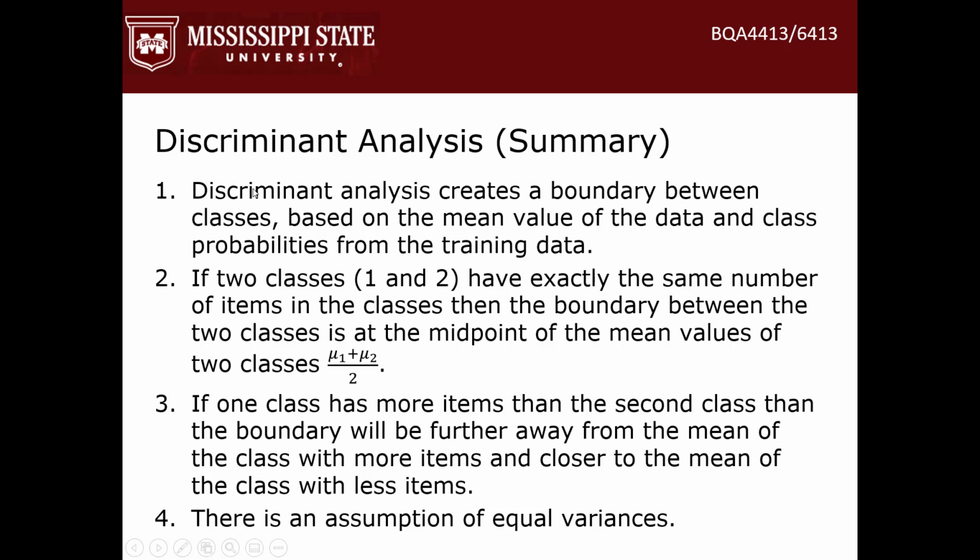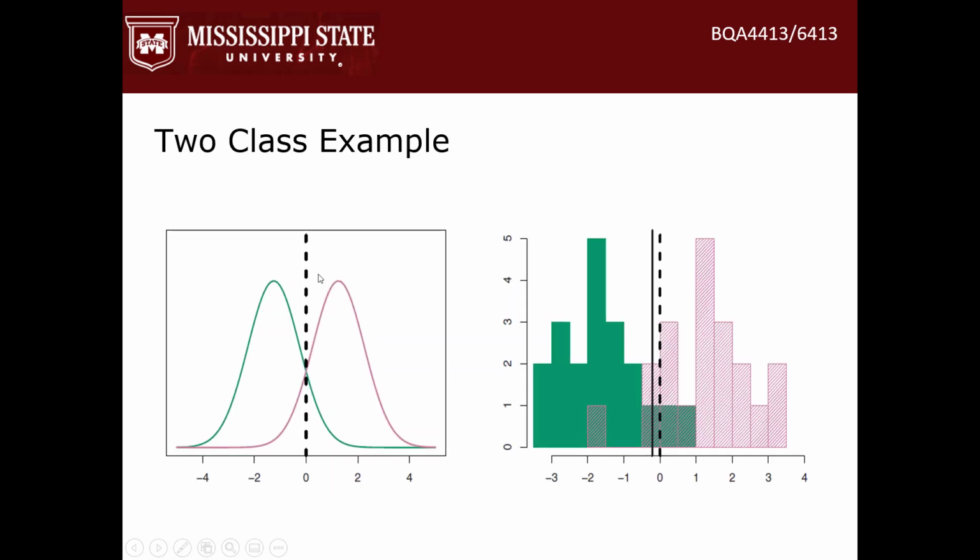It basically creates a boundary between the classes based on the mean value of the data, and as I showed you, the class probabilities. If we have exactly the same number of items in each class, then this line is midway between the two class means. But as we saw in our example, if one class has a lot more items than the other, it pushes the line away for that class. We assume that both classes have equal variances.